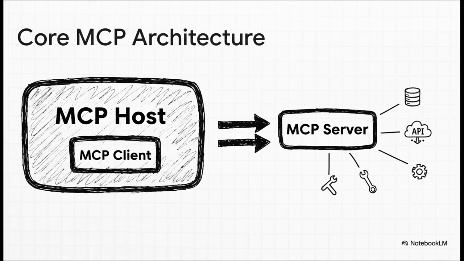And the architecture is actually pretty simple to wrap your head around. You've got the host, that's your main app, the thing the user sees. Inside the host is the MCP client, which does the talking. And it talks to an MCP server, which is the thing that actually offers up the tools, whether that's connecting to a database or letting you commit code to GitHub.